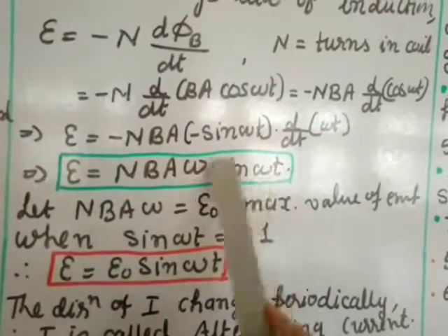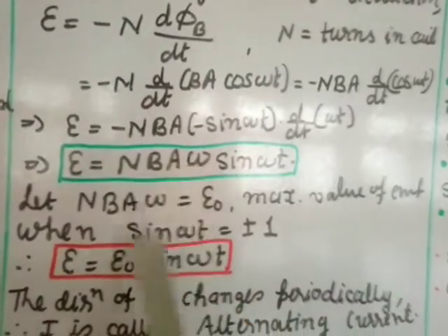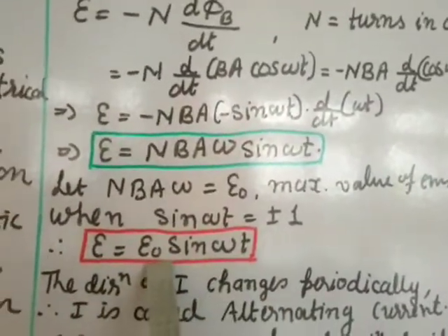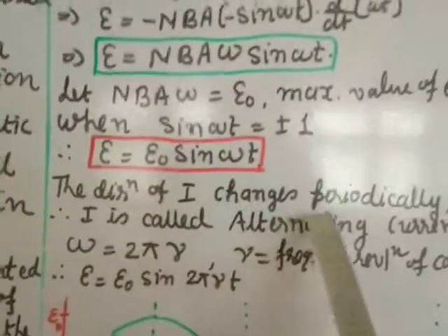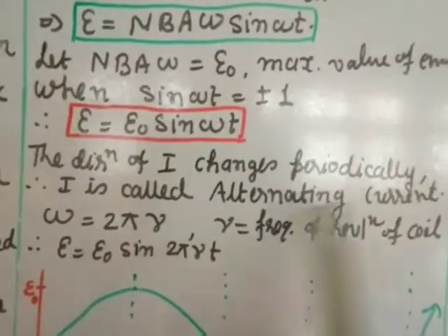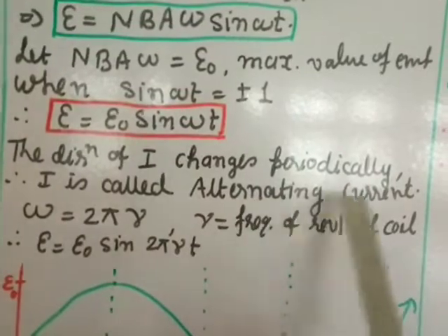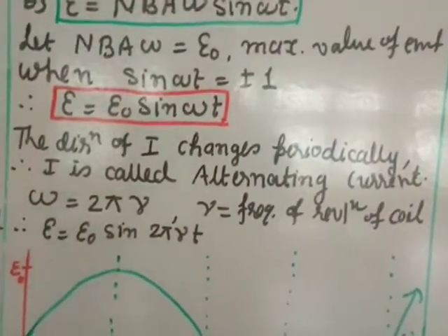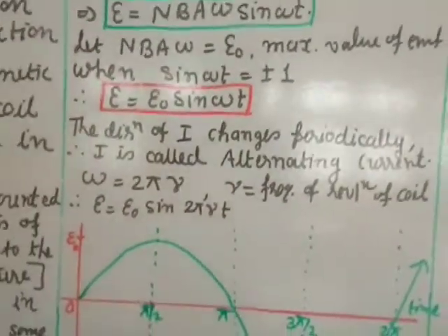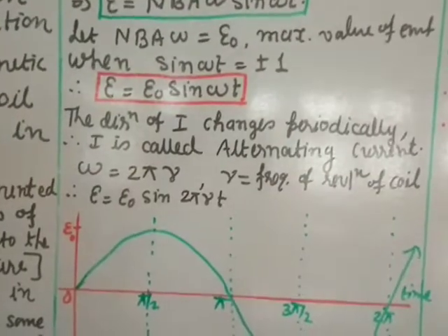Okay, so when this is 1, we call this E naught, that is the maximum value of EMF. The direction of current changes periodically, therefore the current is called alternating current. Here the current changes alternately or periodically, therefore it is called alternating current or AC current.